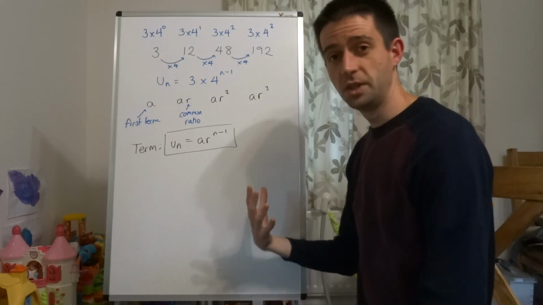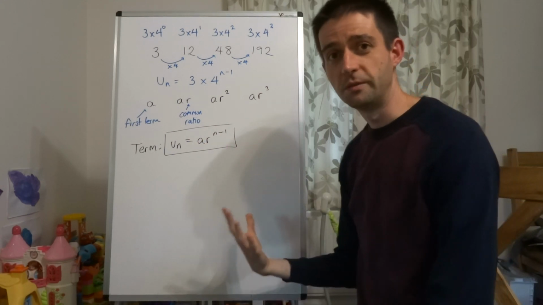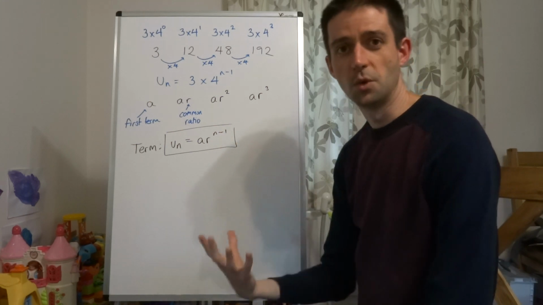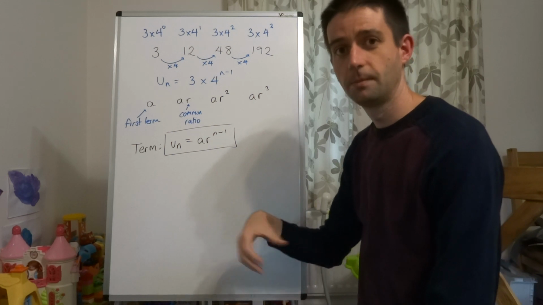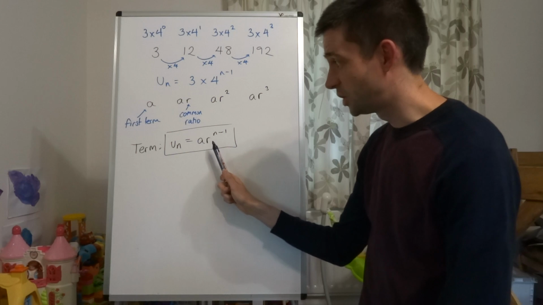So if I wanted the 8th term, I'd do a times r to the 7. If I wanted the 15th term, I'd do a times r to the 14. If I wanted the 100th term, I'd do a times r to the power of 99, etc, etc. So this is the formula for a term.